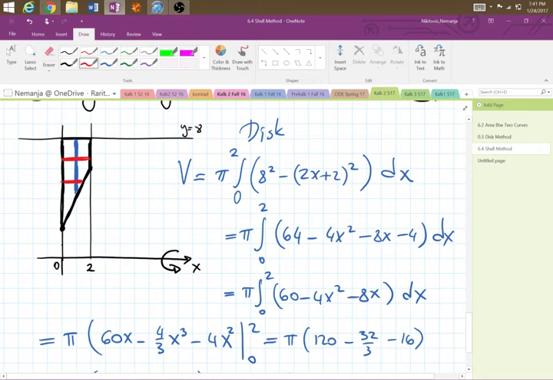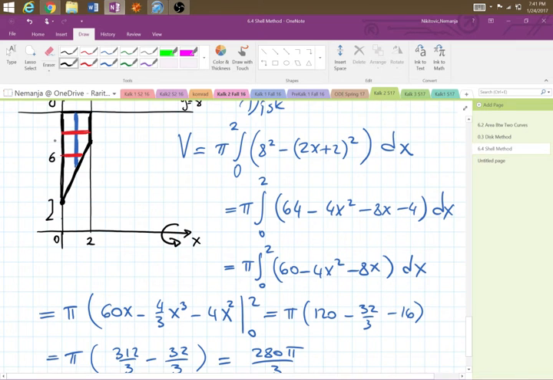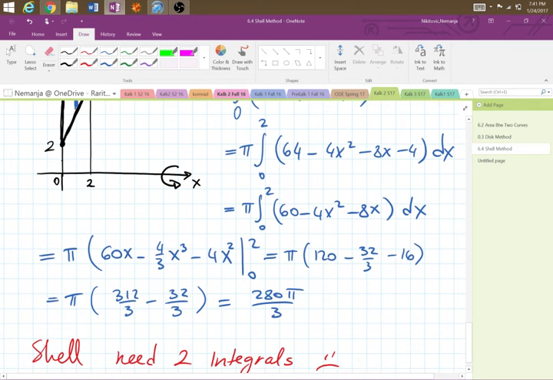Since I have such an awesome picture, I can just read the limits off of the picture. I don't have to compute anything. This is clearly 2, this is clearly 6, and on top is 8. All right, so 2 integrals.